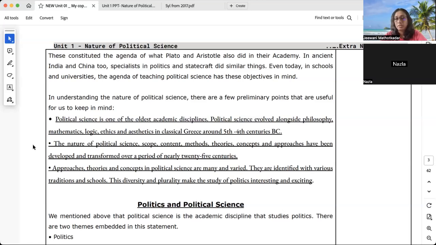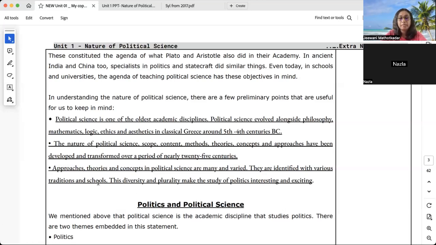To understand political science, it is one of the older academic disciplines, developed in the 4th and 5th centuries BC, and its scope, content, methods, theories, and concepts have been changing and developing. Its theories, concepts, and approaches are many and varied. So this is the interesting and exciting thing about learning political science. Did you understand? Yes, ma'am.